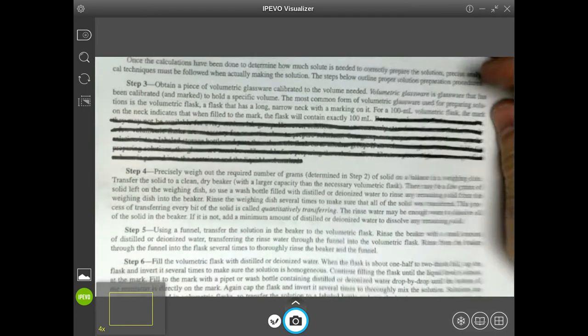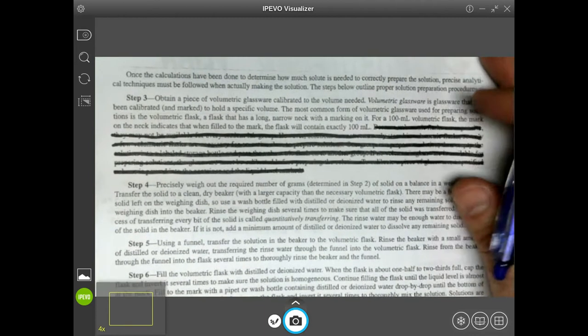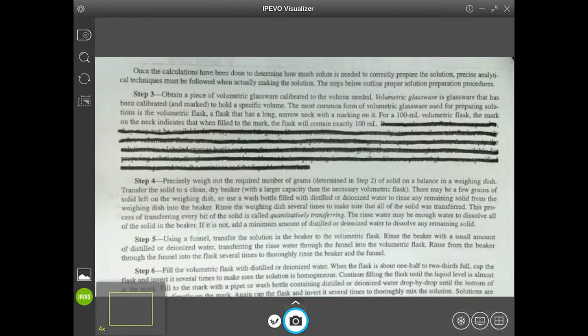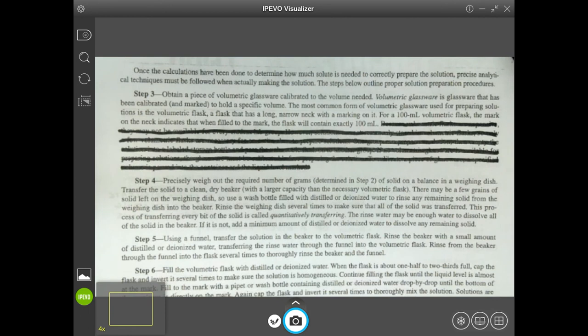Next page. Okay. Once you've done the calculations to determine how much of the solute you need to correctly prepare the solution, precise analytical techniques must be followed when actually making the solution. The steps below outline the proper solution preparation procedures.